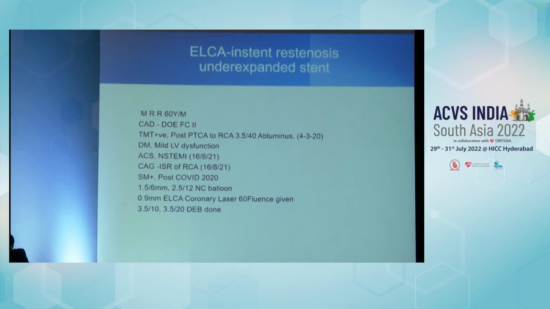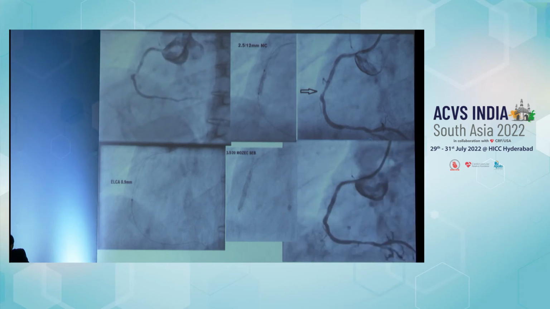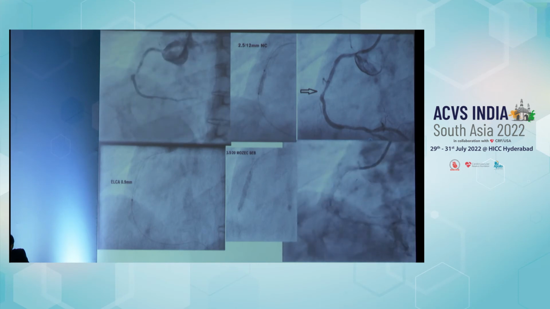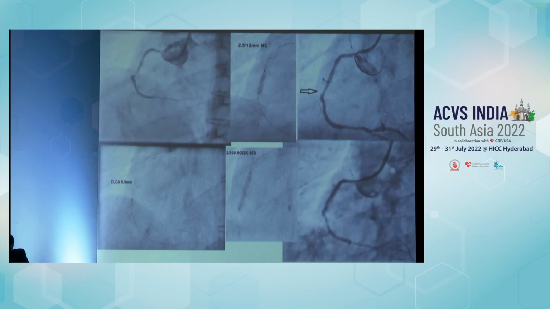So what we did, we pre-dilated with an NC balloon, and then we used a 0.9 millimeter LCA coronary laser catheter with 60 fluence given. And then we finished the procedure with a 3.5 into 10 NC balloon, and we used a 3.5 into 20 drug-eluting balloon. So this is the patient, and this is the ISR of RCA, and this is the pre-dilatation with a 2.5 into 12 millimeter NC balloon. And when we used the 0.9 millimeter laser, and that's a mosaic balloon, 3.5 into 30, and this is a final result with the LCA balloon.